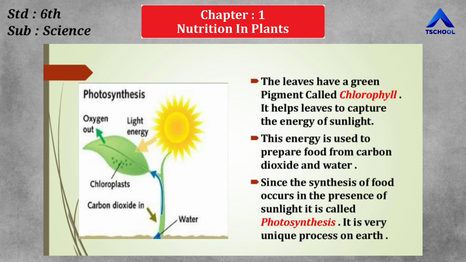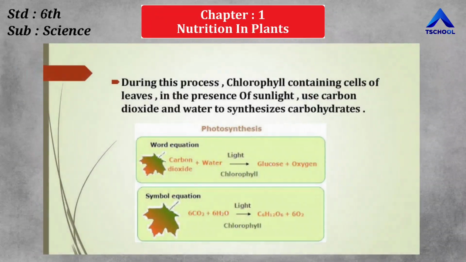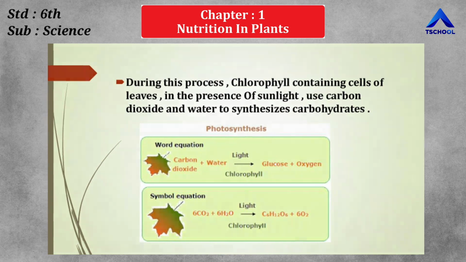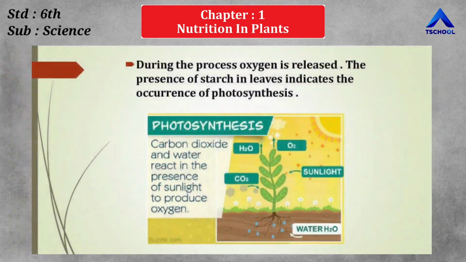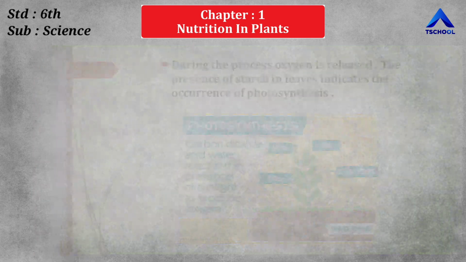It is a very unique process on the earth. In this process, chlorophyll-containing cells of leaves, in the presence of sunlight, use carbon dioxide and water to synthesize their food, which is carbohydrates. During the process, oxygen is released, and the presence of starch in the leaves indicates the occurrence of the photosynthesis process.